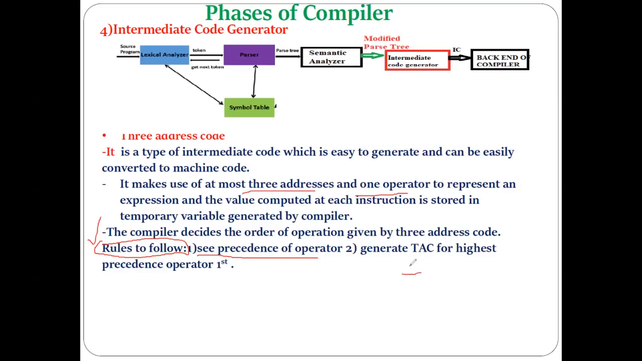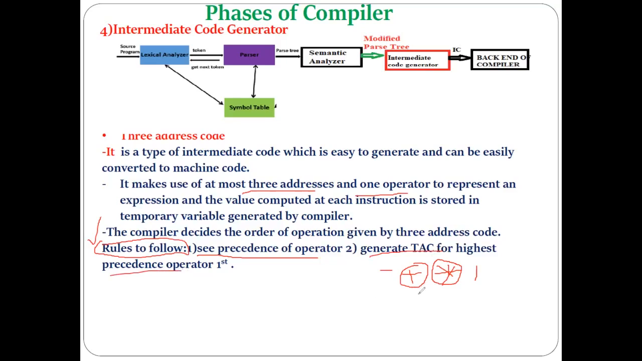In the sense, if there are different kinds of operators in your expression, like plus, minus, multiplication, division, then plus has less precedence as compared with multiplication. So this order has to be kept in mind while generating the three address code for a particular expression. So that is the first rule. Second rule: generate the TAC for the highest precedence operator first.